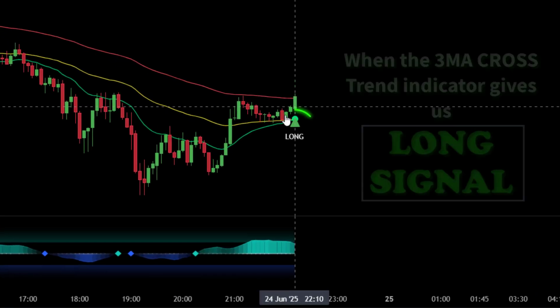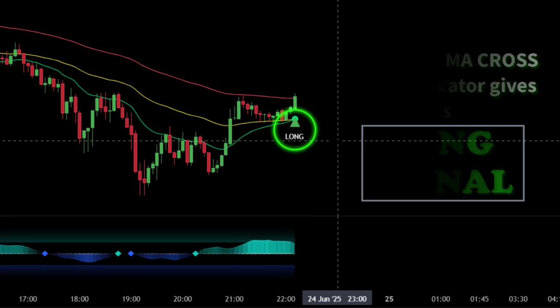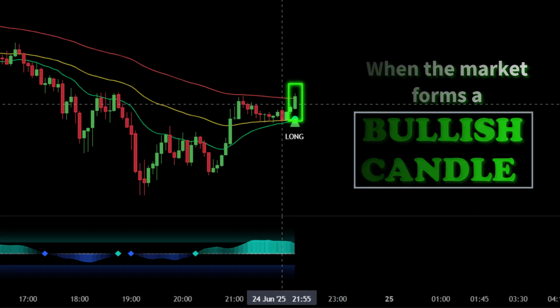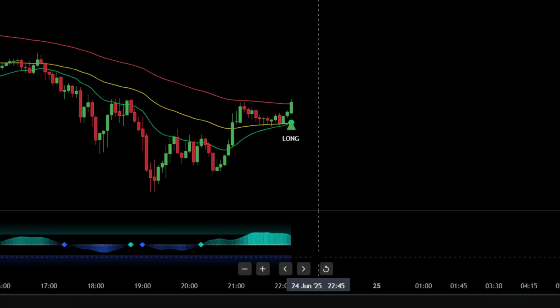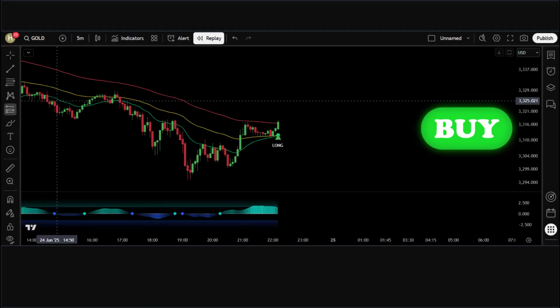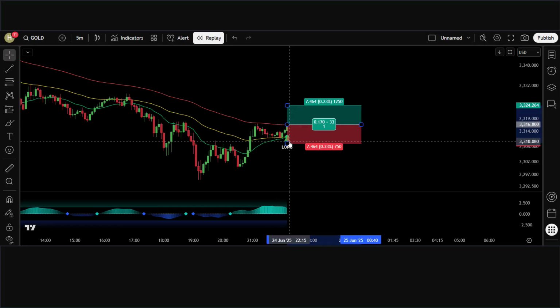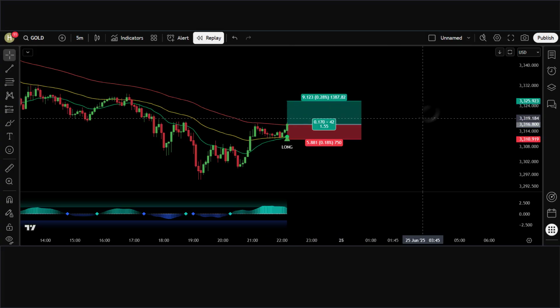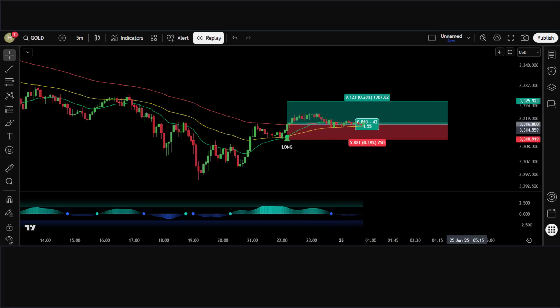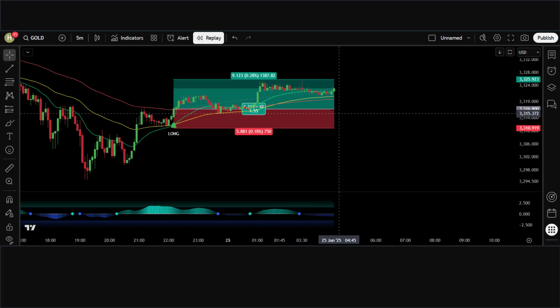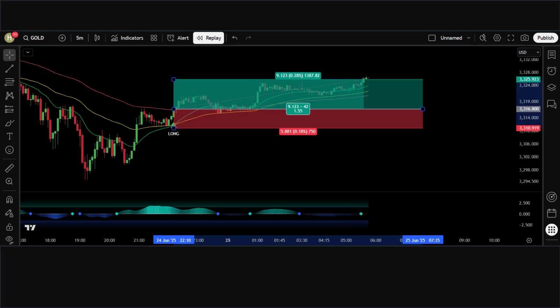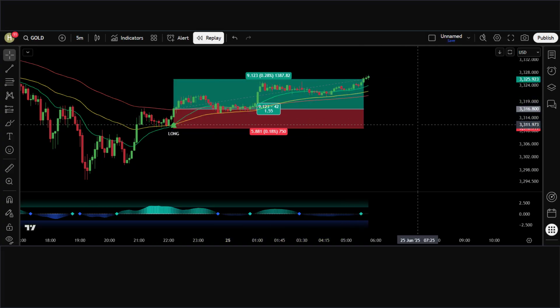Now, let's understand the concept where we will take buy and sell trades based on their conditions. When the 3MA cross-trend indicator gives us a long signal, when the market has formed a bullish candle, and when the area of the linear regression oscillator indicator is upward, if this condition is fulfilled, then we will place a buy order. Our stop loss will be placed at the current market's lower level, and the risk to reward ratio will be 1:1.5. The market has completely hit the target.